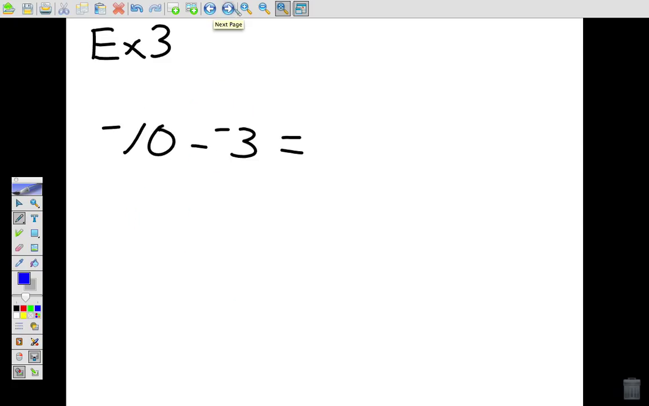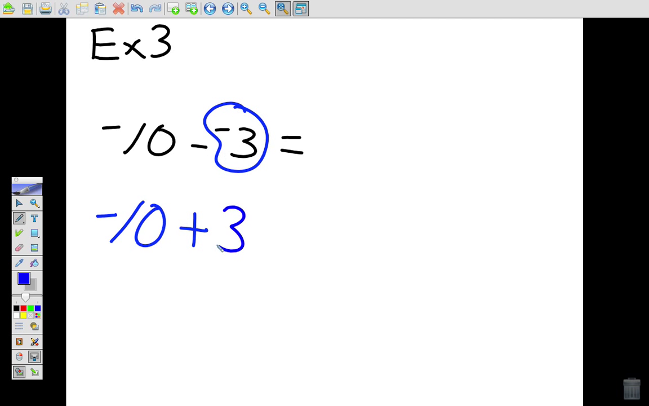Example 3. The first number is negative 10, minus, and we're subtracting the negative 3. Now let's change this to addition. So the negative 10 stays a negative 10. The subtraction sign changes to addition. But then take the opposite of the next number.